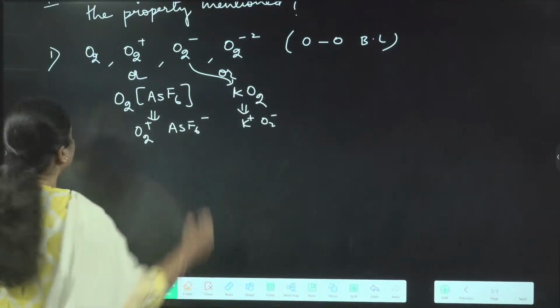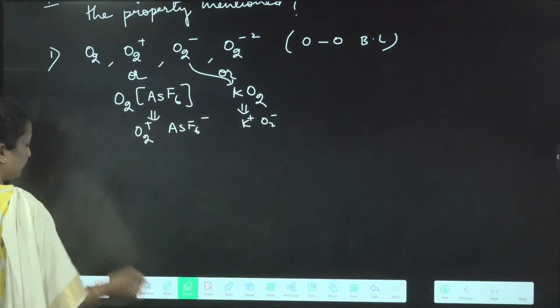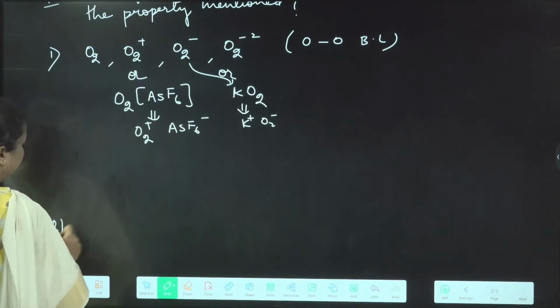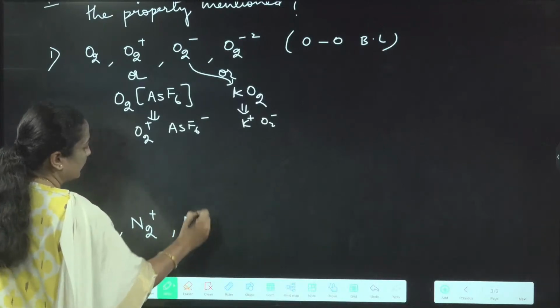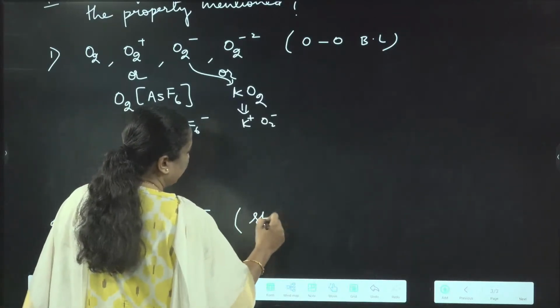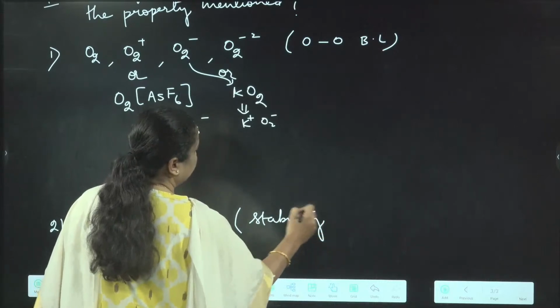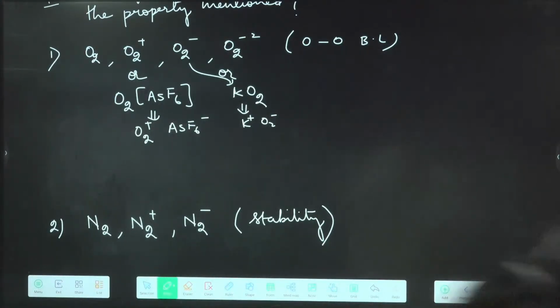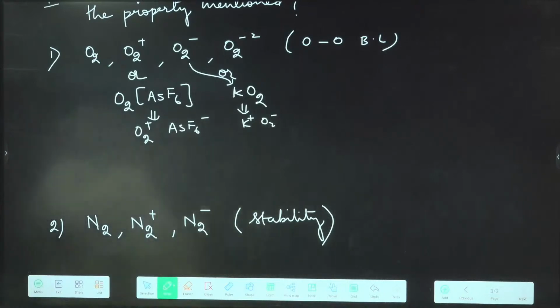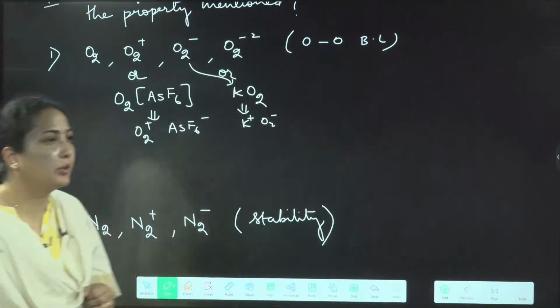Now please do all of them. Then you are having basically N2, N2 plus and N2 minus. You have to go for the stability order. Please solve them. I'm giving you some time. Please solve them. You can very well apply the shortcut for the bond order here so that you are able to quickly calculate them.